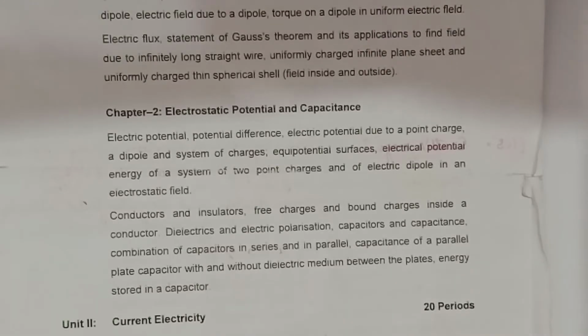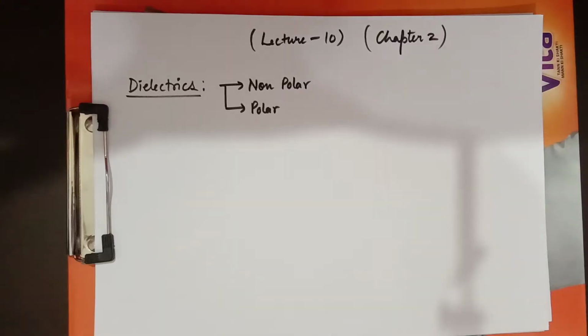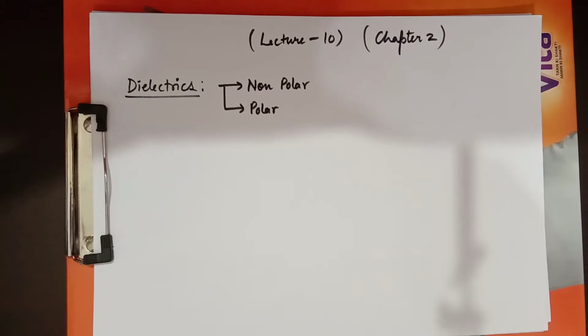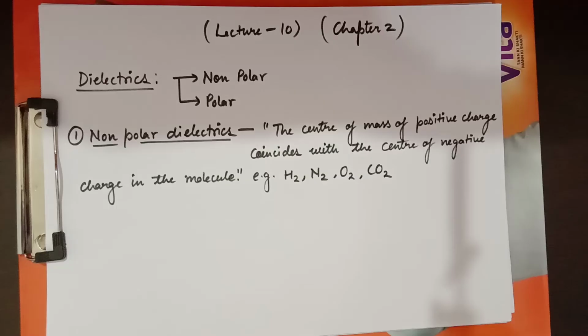So today we will start with the types of dielectric, and we will study some properties related to the types of dielectric. As you know, dielectrics are insulating materials which transmit electric effects without actually conducting it. So dielectrics can be classified into two types. First is non-polar dielectrics and the other is polar dielectrics. So first is non-polar dielectrics.